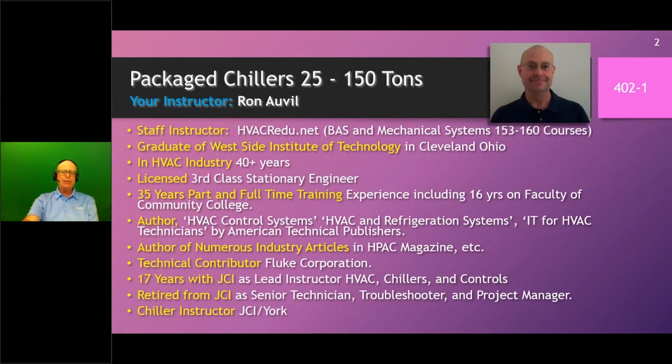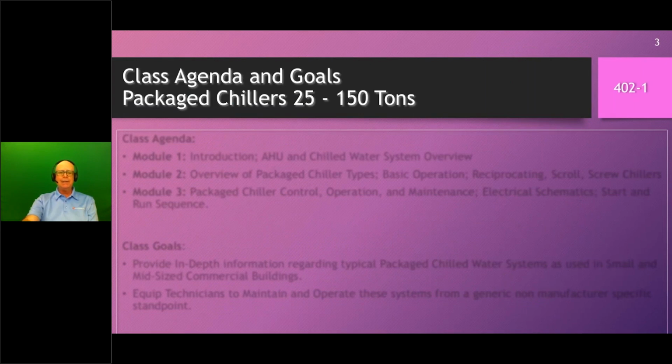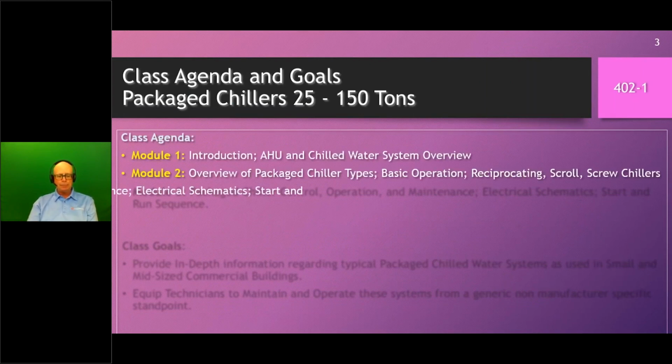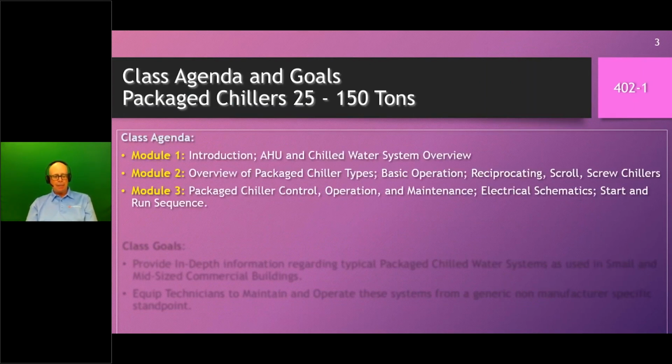A little bit about the class agenda. This particular class is a 3-module class, and tonight is module 1, and we're going through the introduction now. And we are going to be talking about really the big picture here, and that is going to be the air handling unit and chilled water system and how they fit together in a medium and small size commercial building specifically. And we're going to talk about building sizes in a few minutes here.